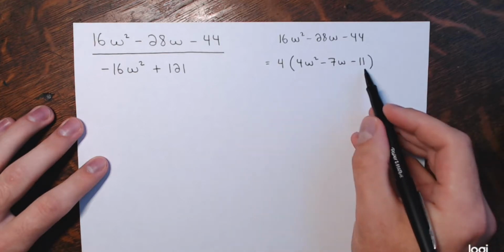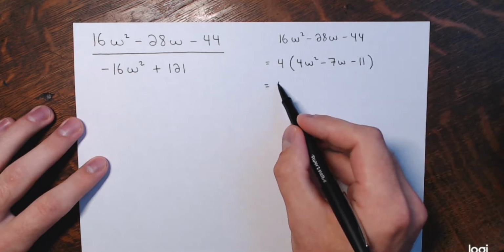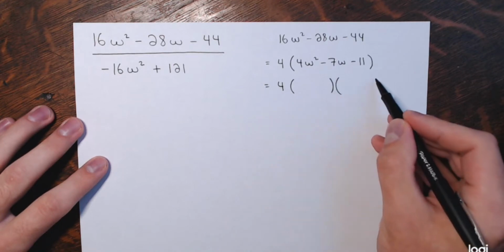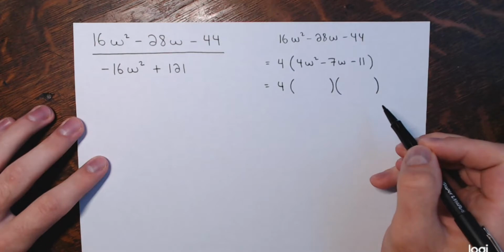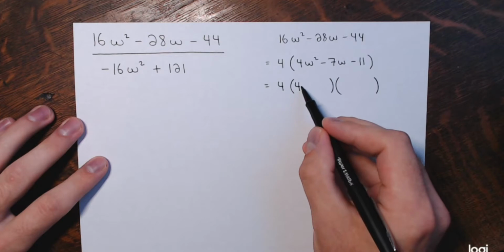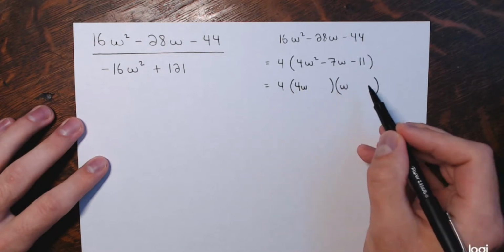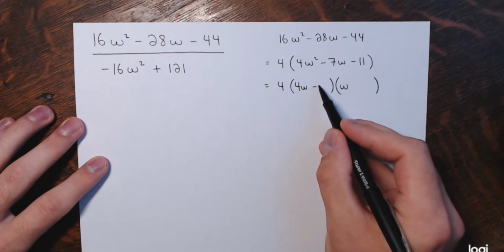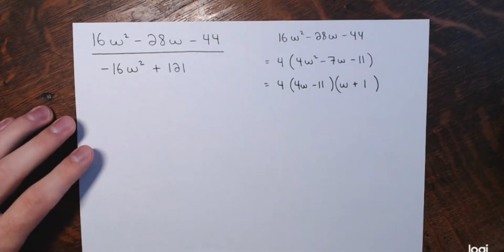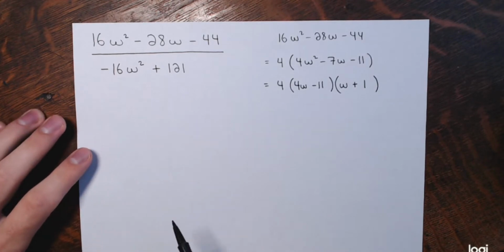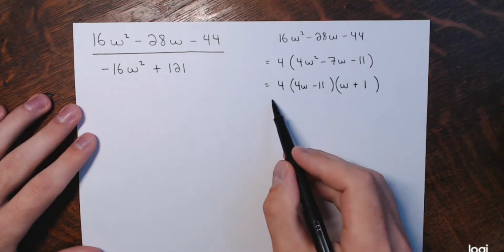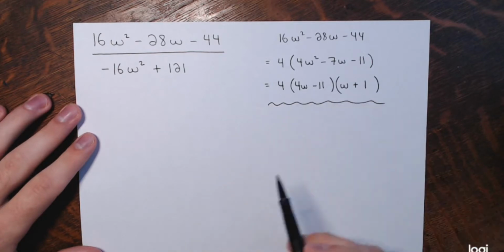And then this factors nicely. So we have 4, and then the 4w squared minus 7w minus 11. That would factor like this. You'd have 4w, w, minus 11 here, plus 1 there. That would factor to 4w minus 11 times w plus 1. And you can check by multiplying. Okay, so there's the numerator, totally factored.